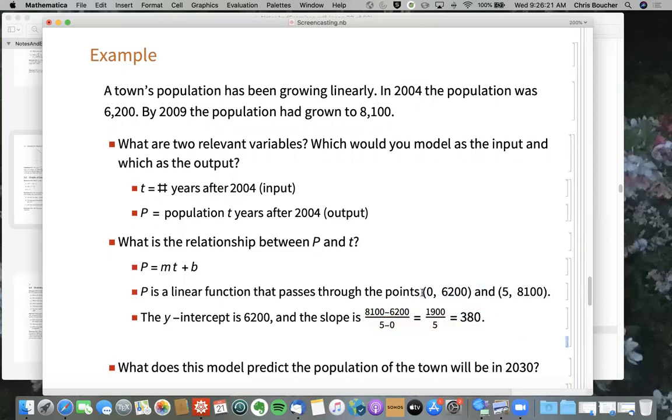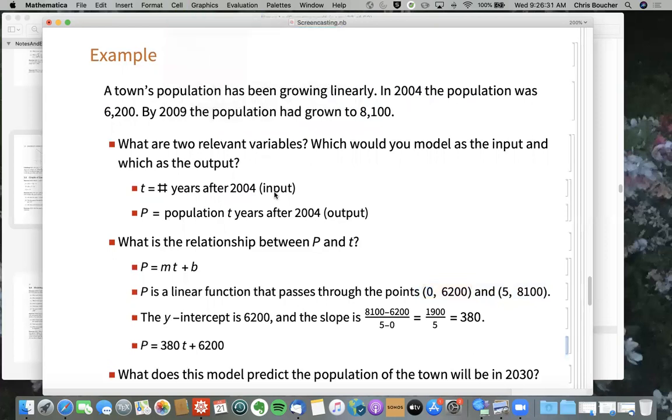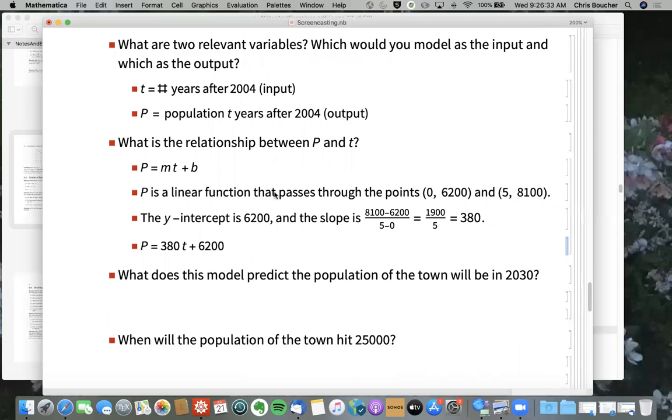And I have the y-intercept actually right here. One of my points, just by good luck, happens to be the y-intercept, and I can see that because the input value there is 0. So I know the slope, I know the y-intercept, I can write down the formula, 380t plus 6,200.